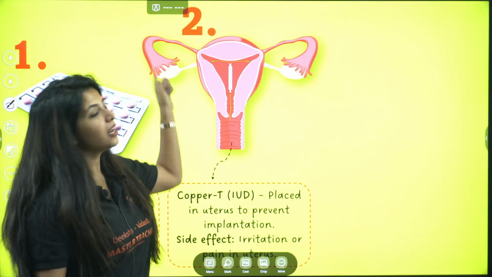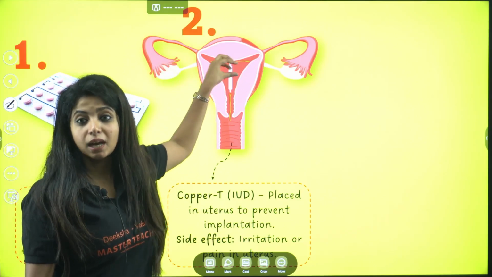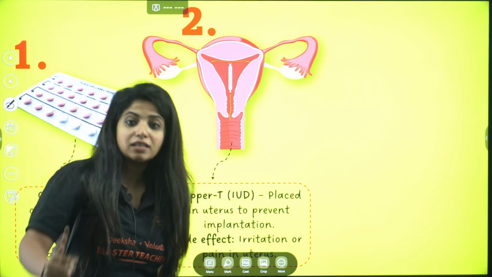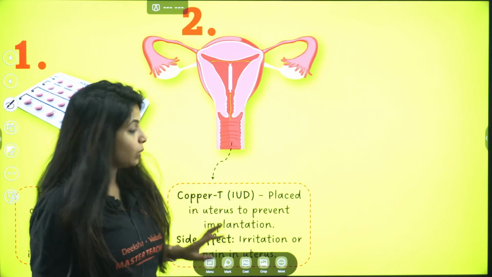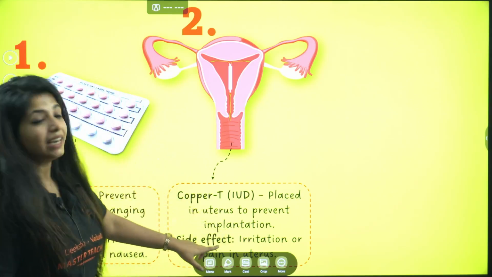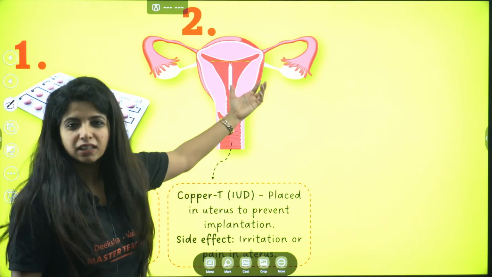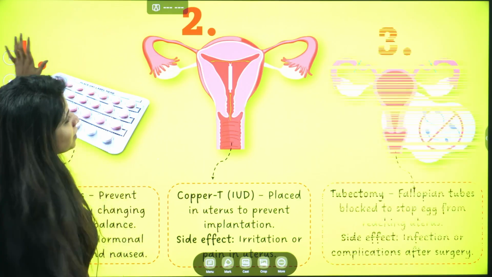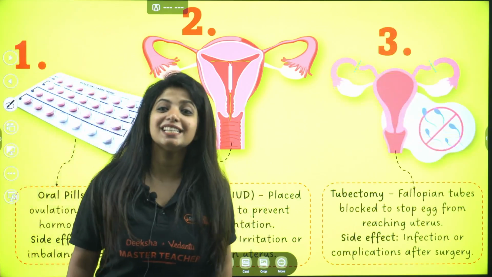Copper T would not allow the process of implantation. That means the embryo would not be able to come over here and attach to the endometrium. So motility is the first thing. Second, it prevents implantation as well. Now there are side effects of it. It causes irritation. If at all you're putting something in the uterus, my dear children, it might cause irritation of the uterus as well.